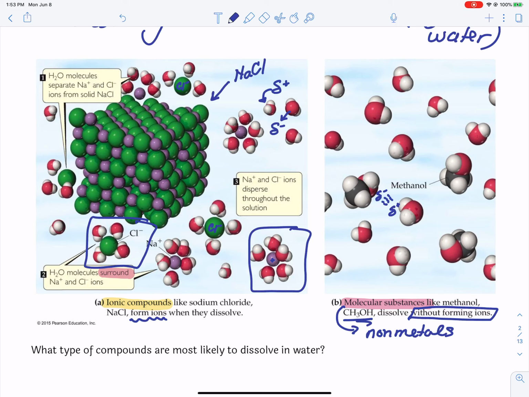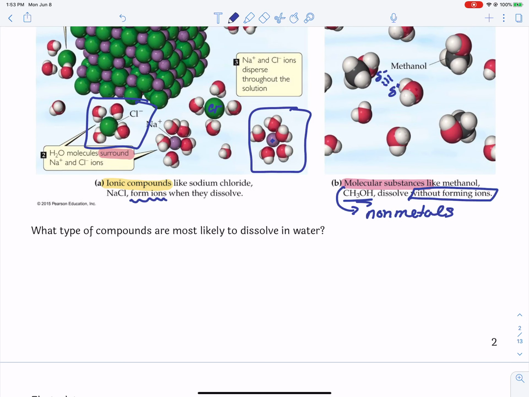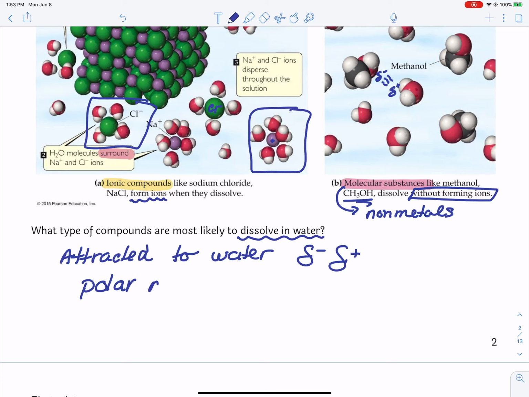Okay? So what type of compounds are most likely to dissolve in water? Well, what does it mean to dissolve in water? It must mean that it's attracted. Somehow you have to be attracted to water. Well, water has a delta negative and a delta positive side. So in order to be attracted to water, you must either be polar, so the first thing is you have to be a polar molecule, or ionic. And those are the types of compounds that will dissolve in water.